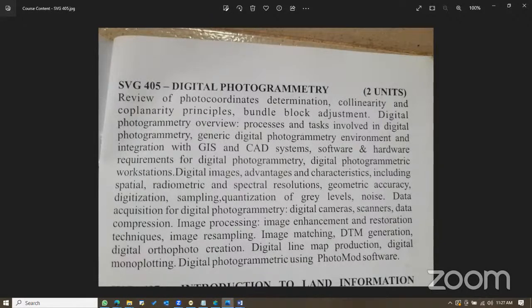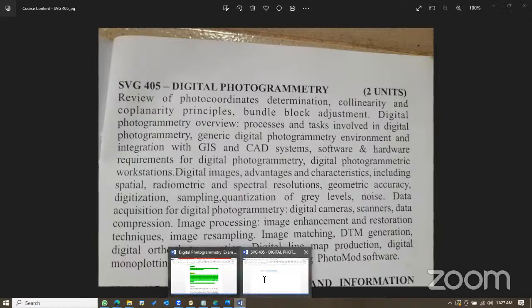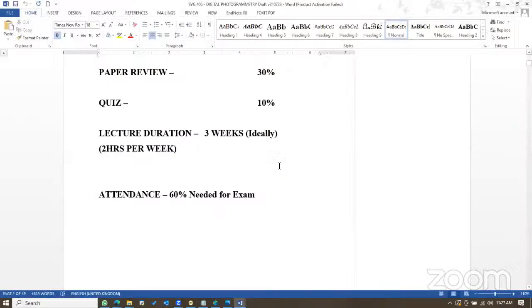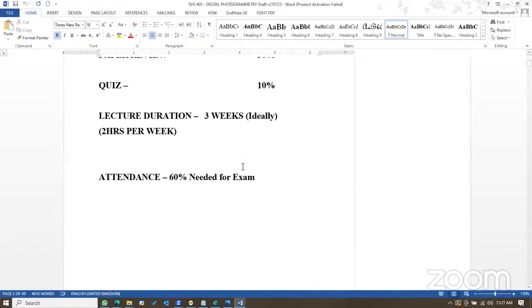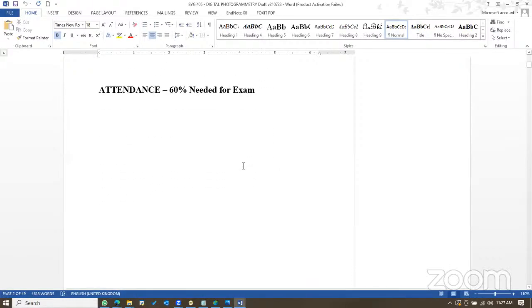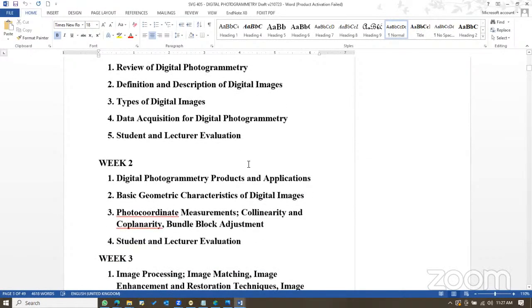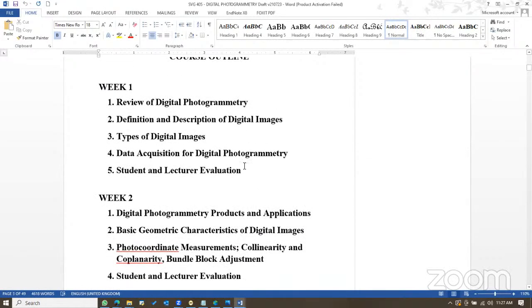I gave a lecture note that you should work on, and I told you that your paper review, which is your lab, is 30%. The quiz, which is your assignment, is 10%. So you are going to get under five marks after this class. Now we are going to do a quick assignment after this class, and I told you what we are looking at.